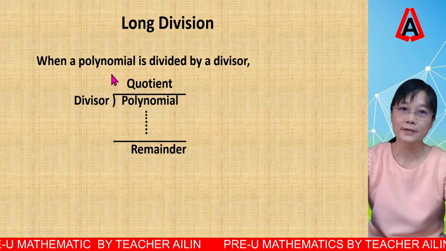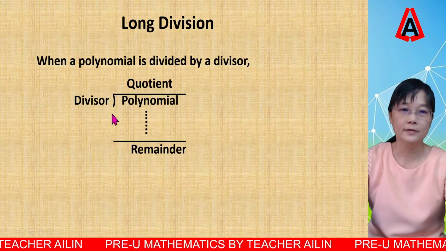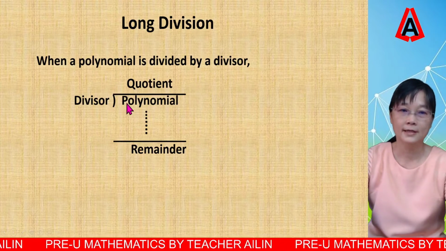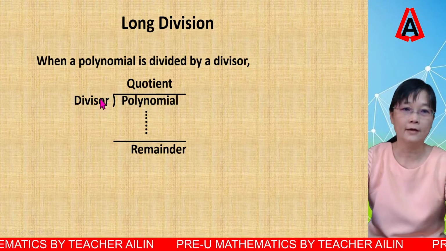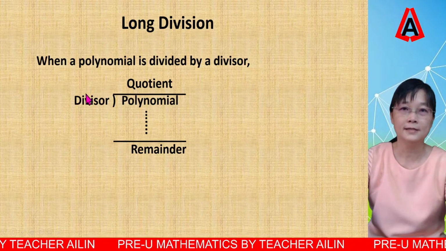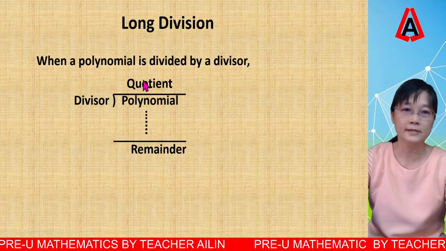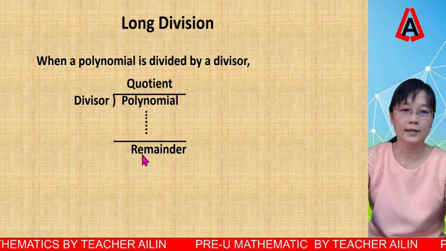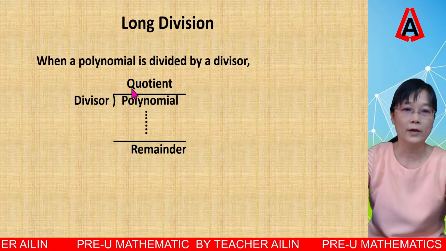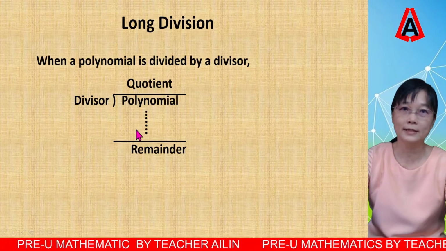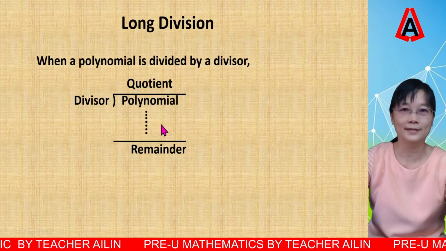When a polynomial is divided by a divisor, under the symbol of the division, inside here, that is the polynomial. And on the right hand side here, this is the divisor. And the result on top here is the quotient. Then the number under here is the remainder. So when we carry out the division by using this method, this is called the long division method.